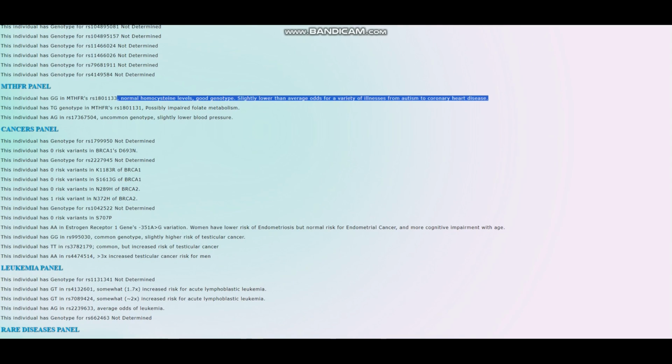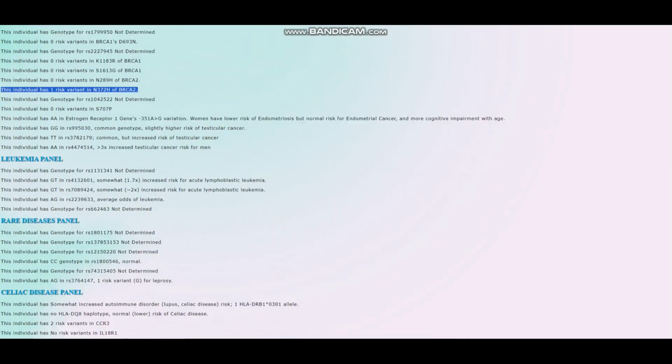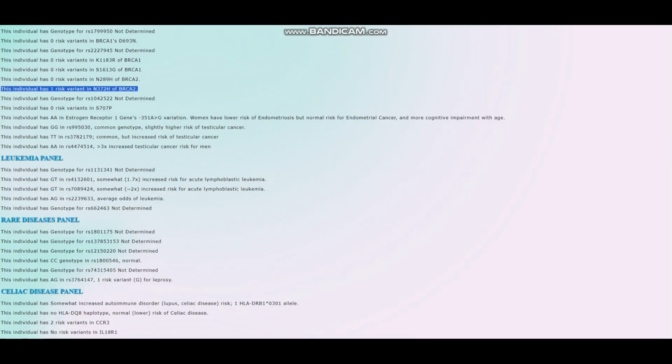And for cancer, it looks like I see a lot of variants for higher odds of testicular cancer here. For breast cancer, there's only one risk variant here, and I don't really remember if it's a common or an uncommon risk variant in this variation specifically. For leukemia, it looks like she's got some genotypes for increased odds of leukemia, so slightly higher than average odds of leukemia for her.